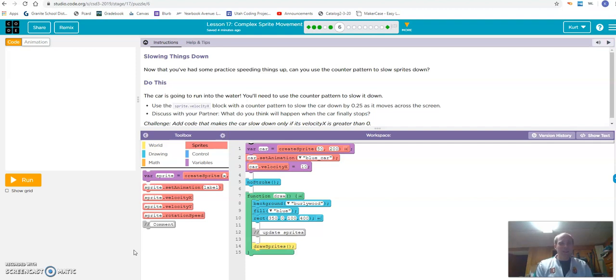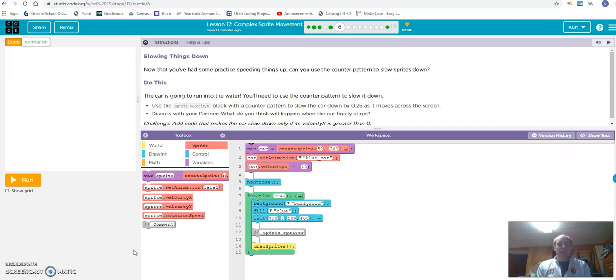What we need to understand before we get into this lesson is that if we want it to go faster, the rate of acceleration is positive. If we go at a negative acceleration, we reverse the direction of whatever it is that we are acting on, so our sprite. Now that you've had some practice speeding things up, can you use the counter pattern to slow sprites down?